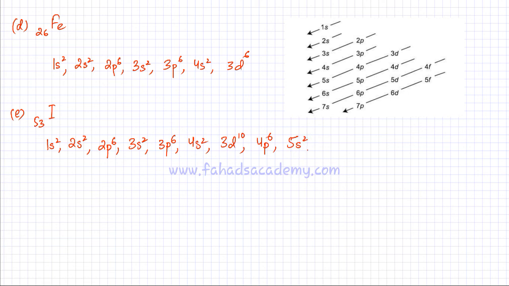So that's 38 electrons, and after 5s, 10 electrons would go into the 4d subshell. So that would make it 48, and now I'm left with 5 electrons. So 5p would have 5 electrons. So that's a total of 53 electrons of iodine, and this is the electronic configuration for iodine.